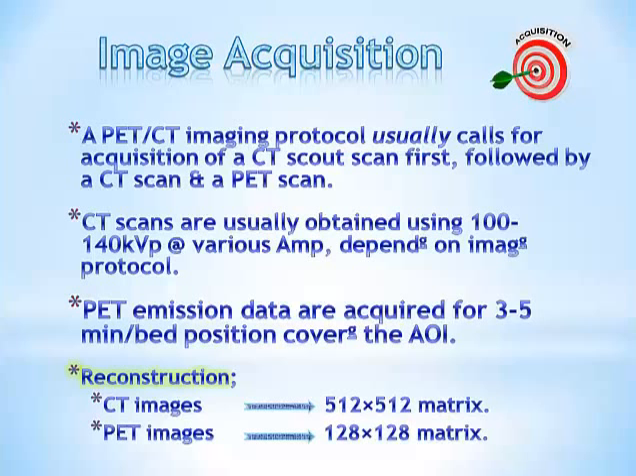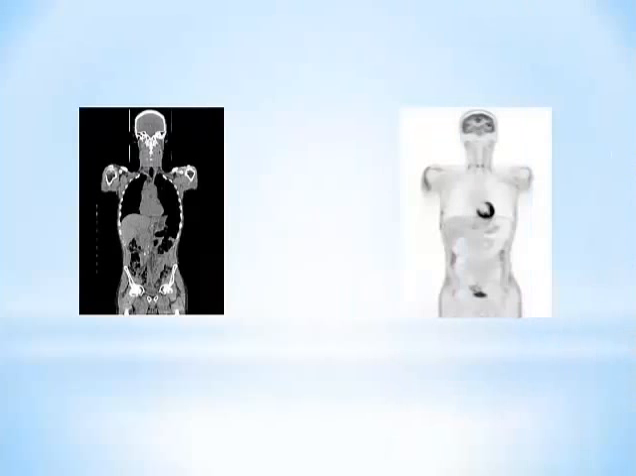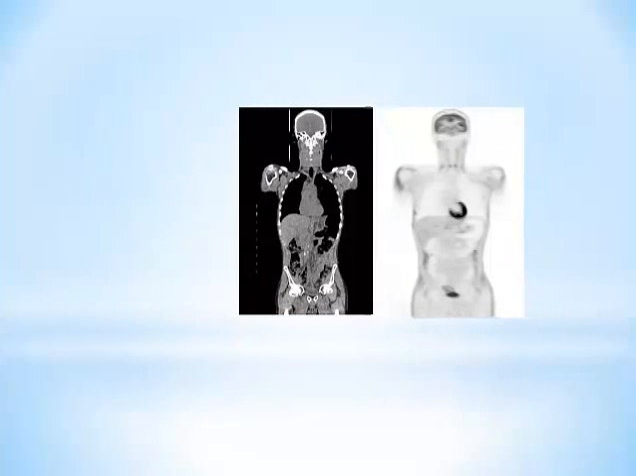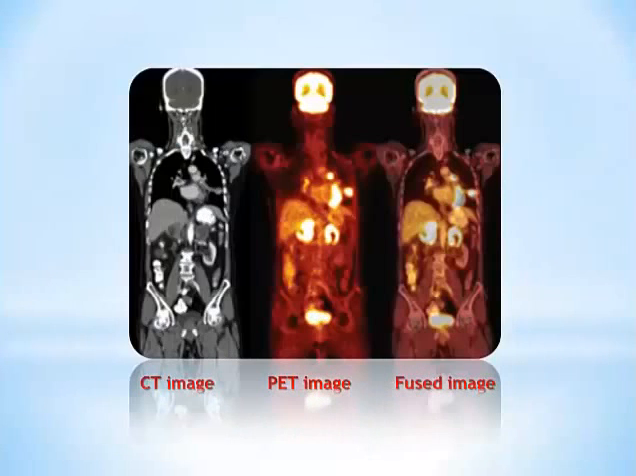Patient emission data are acquired for 3 to 5 minutes per bed position, covering the area of interest. Reconstruction, as mentioned here, for the CT images is 512 by 512 matrix size, while the PET images are 128 by 128 matrix size. Upon the reconstruction, the PET and CT images are displayed side by side and as a fused image. This is the three of them.